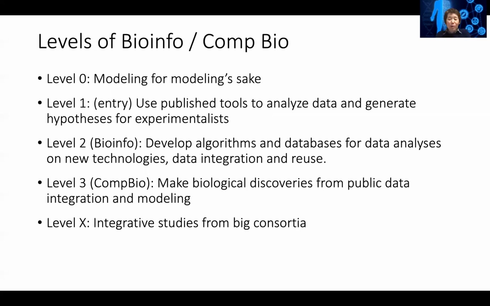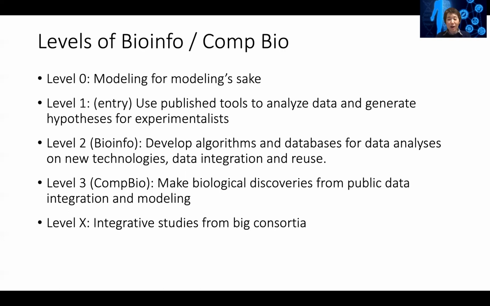A few years ago, I wrote a blog to look at the different levels of bioinformatics or computational biology. I want to quickly go over this. Level 0 is something I found in the early days. I remember going to a conference, and some people asked, I think it was a panel discussion, there is already a lot of public data available, what should we do? And so I asked them, well, it depends on what questions you are interested in solving, what problems you are interested in.